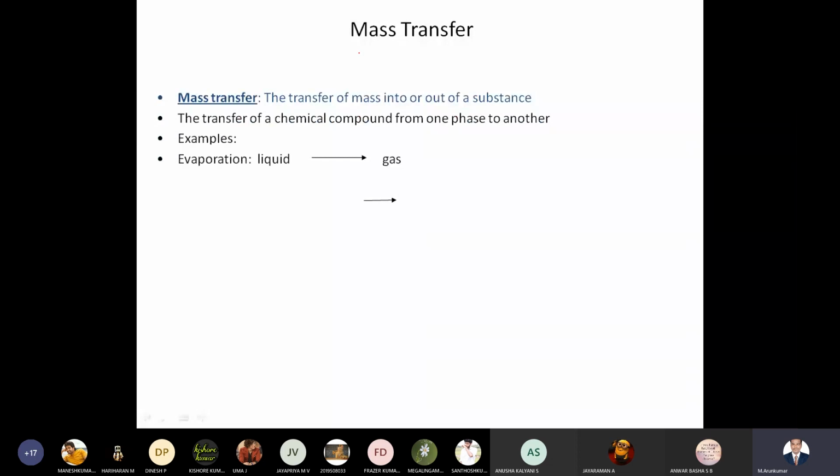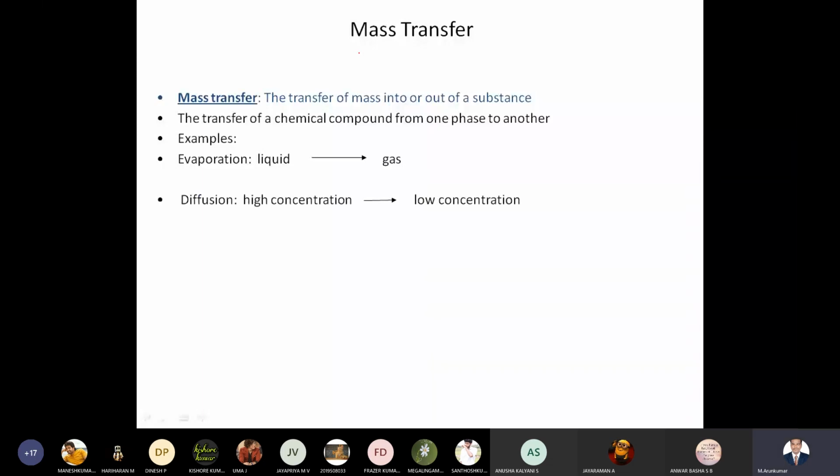evaporation. So you know the evaporation process. In the evaporation process, the liquid will be converted into gas. So during this evaporation process, there will be a mass difference, right? You may just weigh the mass of the liquid, and after the evaporation process, you may identify the mass of the gas. If you measure both, we can definitely find the difference in the mass. So this process is called mass transfer.